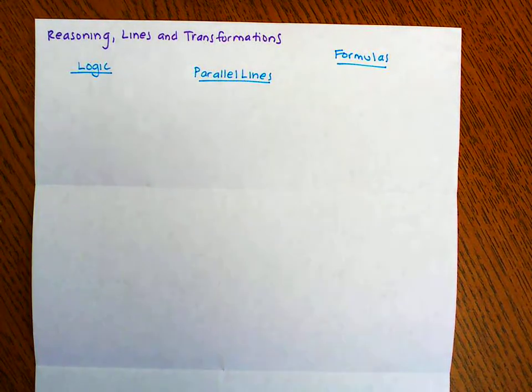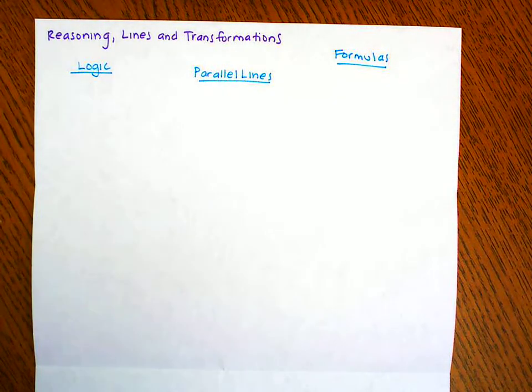Okay guys, so we're going to start preparing for the SOL, and the way the geometry SOL is split up is it has three parts. All the problems are mixed together, but they break up all of the problems into three strands or three types of problems. The first type is reasoning, lines, and transformations. The second type is triangles, and the third type is polygons, circles, and 3D shapes.